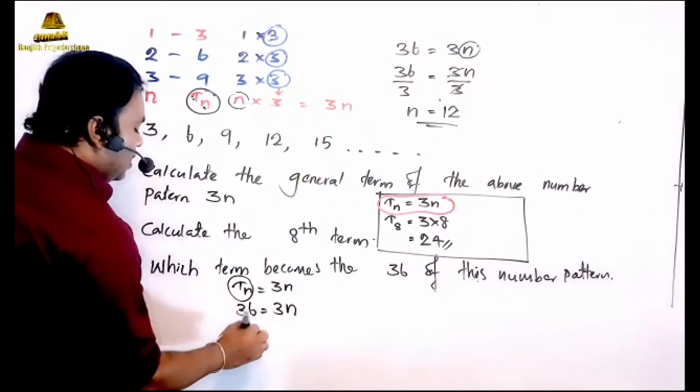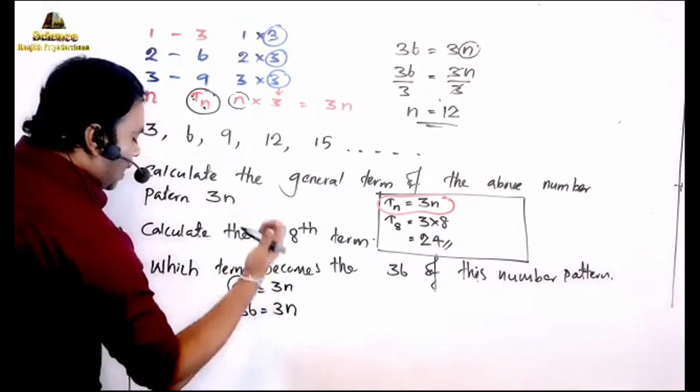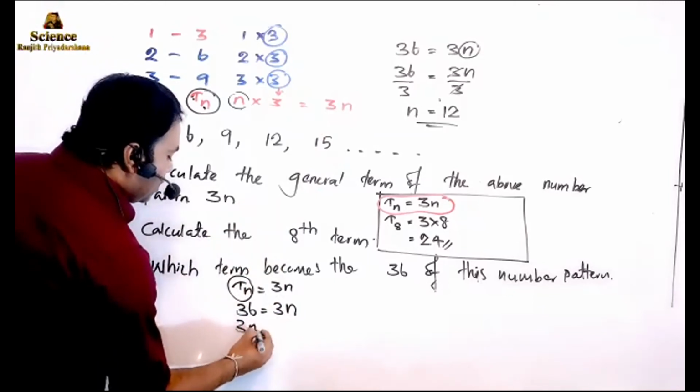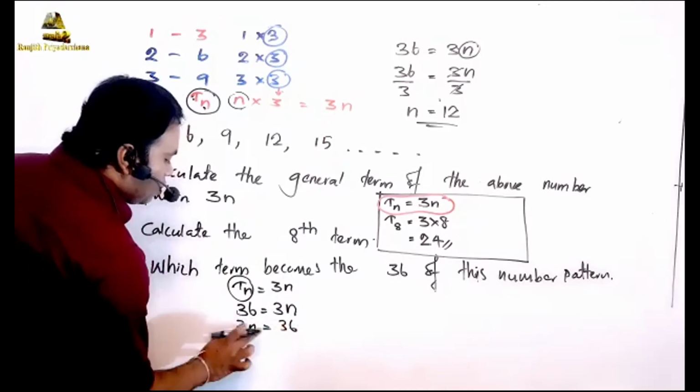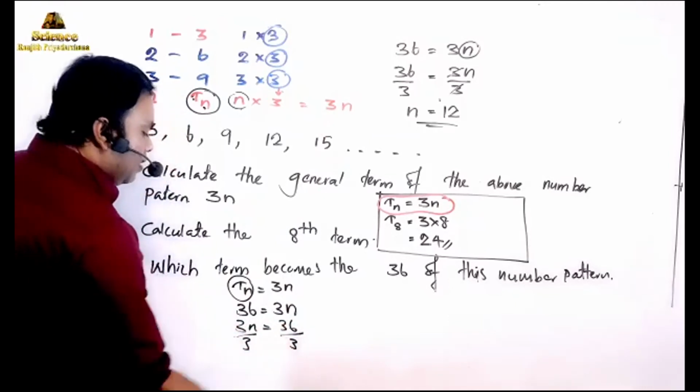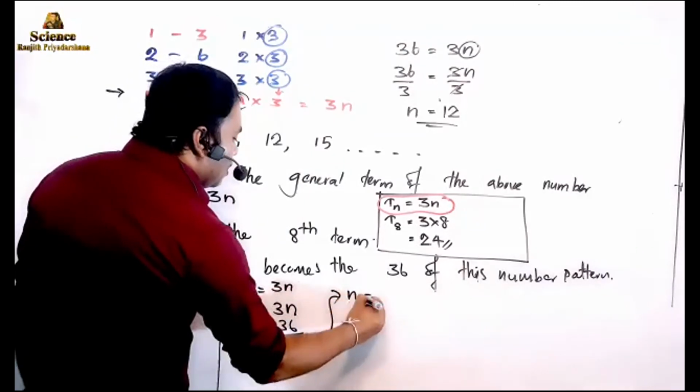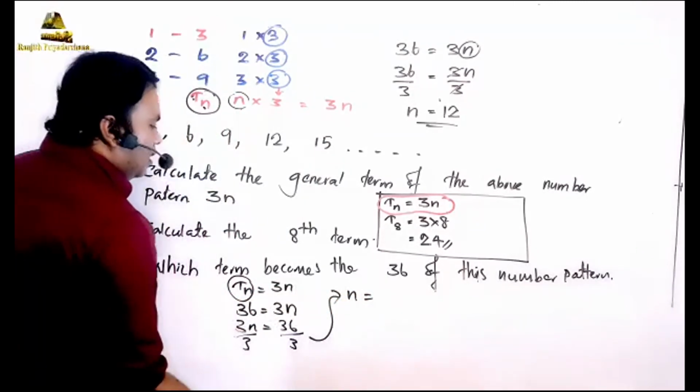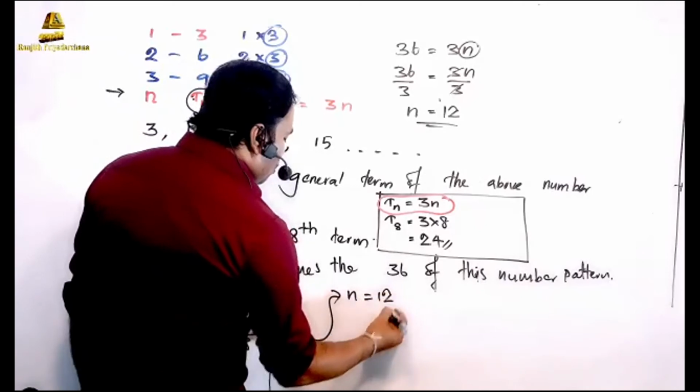36 equals 3n. You can also turn this the other way around. 3n equals 36. So you divide this by 3 and the other side also with 3. Then you can end up with the term is 12.